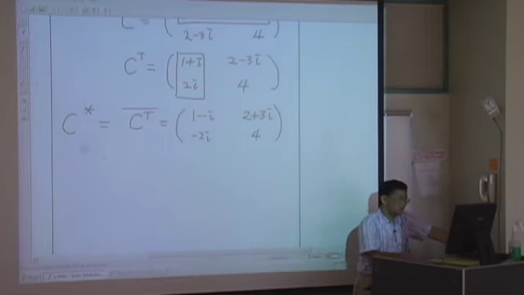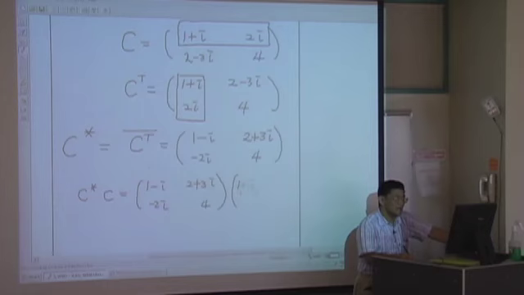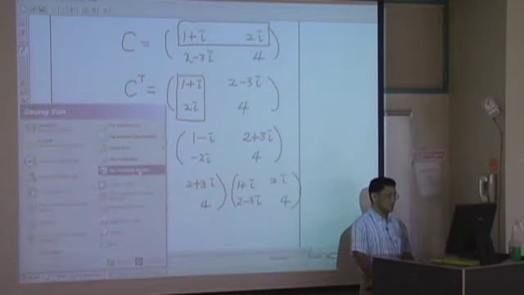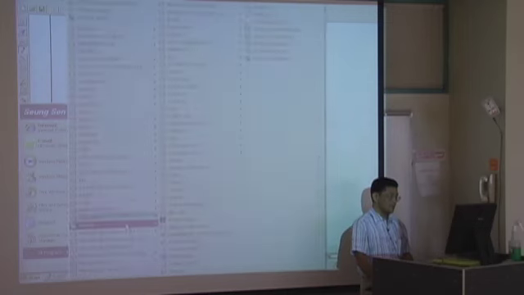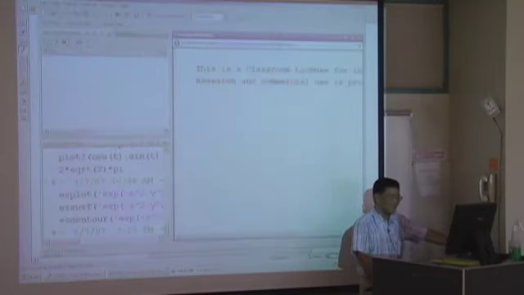So C star multiplied by C equals [1 minus i, 2 plus 3i; minus 2i, 4] multiplied by C, given upstairs, [1 plus i, 2i; 2 minus 3i, 4]. Instead of doing hand calculation, let's do this with MATLAB. Of course, MATLAB isn't the only one, but it's convenient, and in my opinion almost all of you have used MATLAB. So let's use MATLAB. I will define C first.